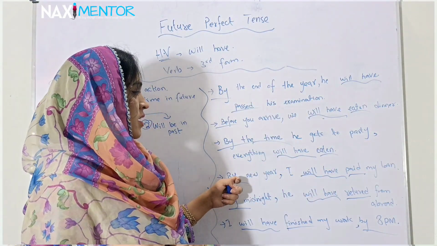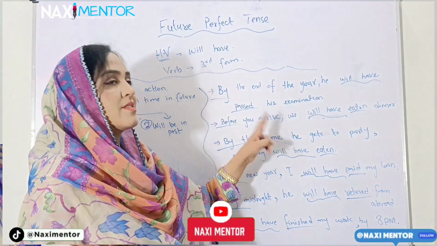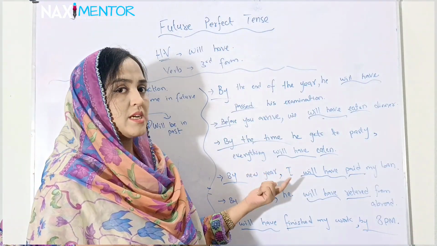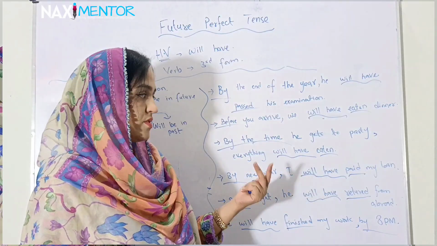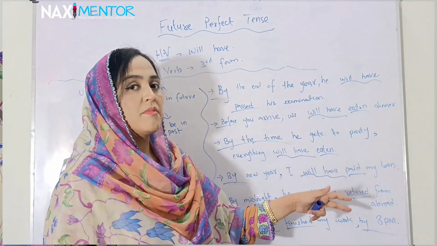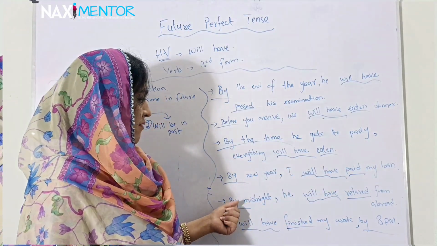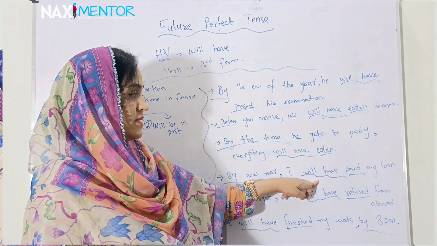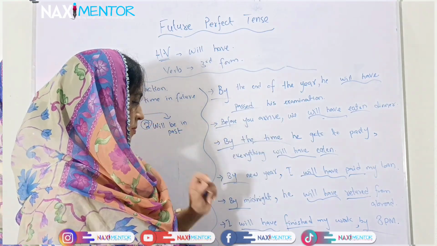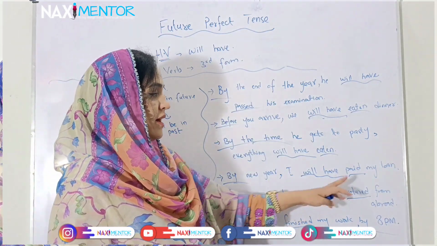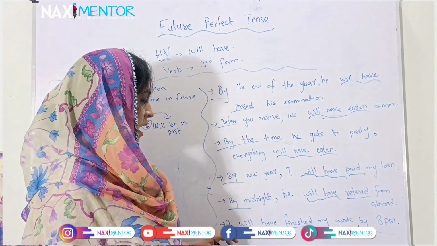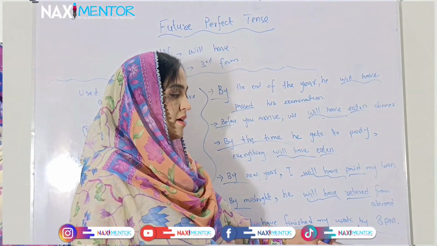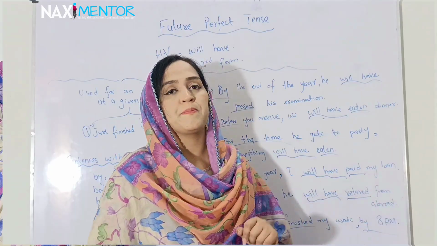Okay, and what will be happening? Everything will have been eaten. By New Year, that means at the start of the New Year, I will have paid my loan. Will have paid, will have, that is the helping verb, and paid, the third form. By midnight he will have returned from abroad. I will have finished my work by 8 p.m.